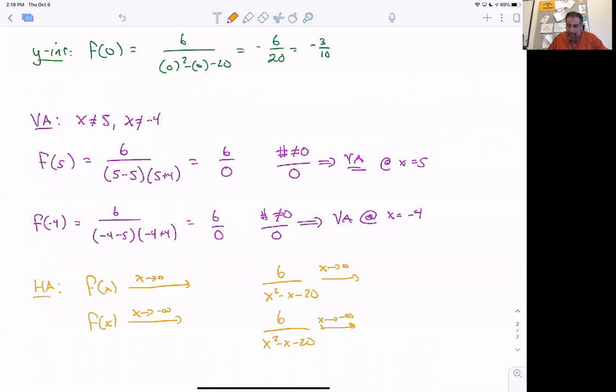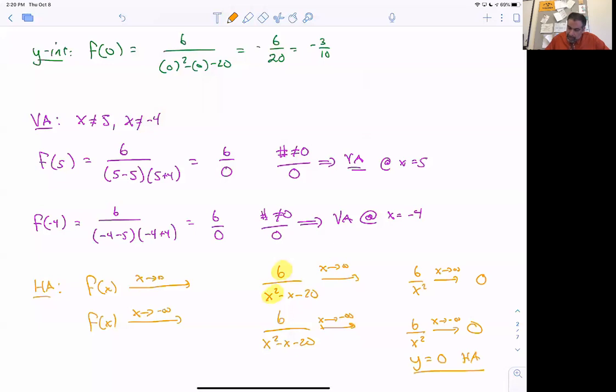So in this one, what happens is this is going to behave just like the significant terms. We talked about this in one of the earlier videos. It's not very easy to see. The significant terms in this case, we got a 6 on the top and an x squared on the bottom. So this is going to behave like 6 over x squared as x goes to infinity. Same thing for the negative infinity. It works the same way. This is a case where the degree of the denominator is greater than the degree of the numerator. That always results in 0. So that means y equals 0 is our horizontal asymptote up here, okay?